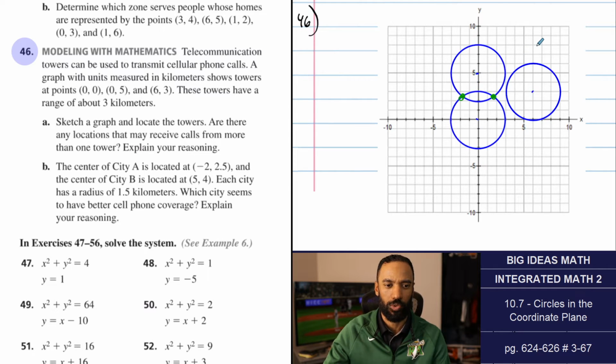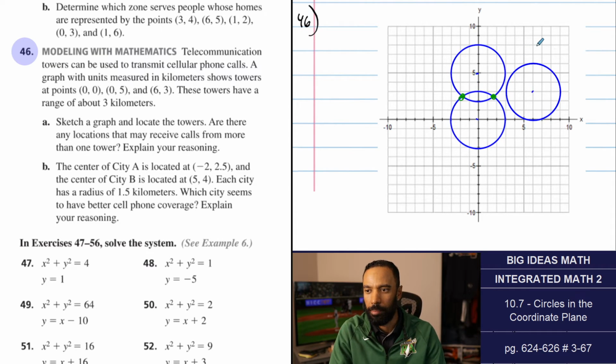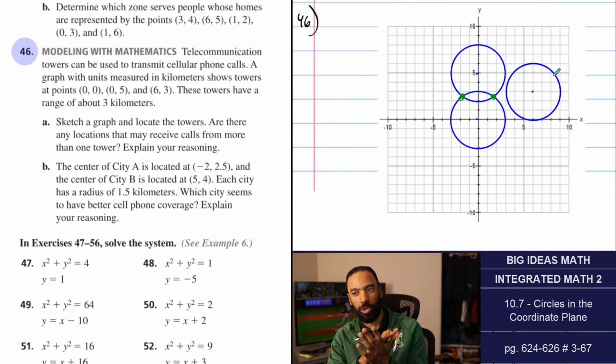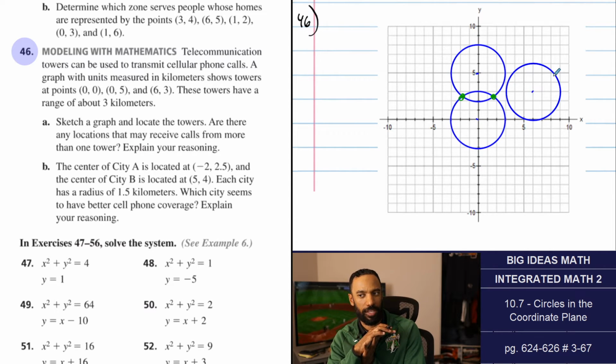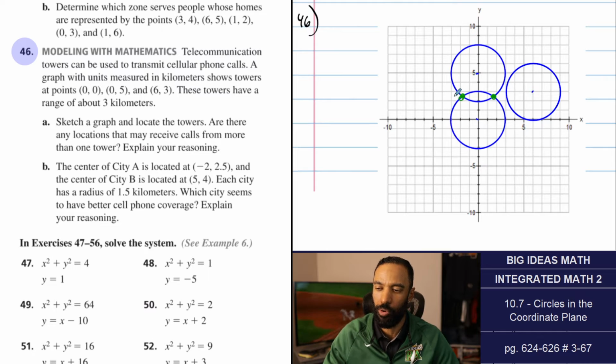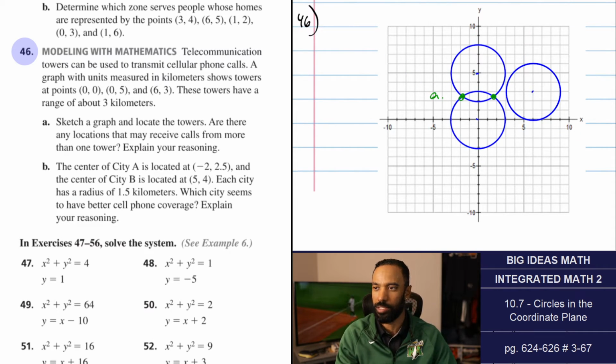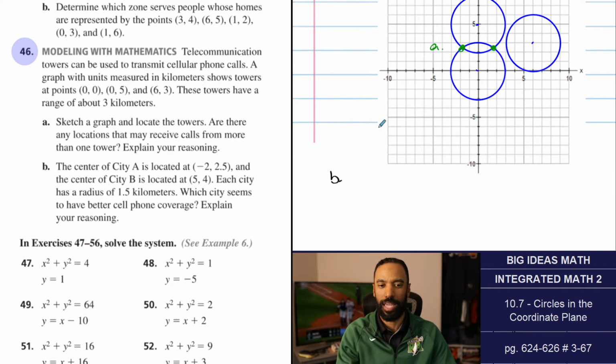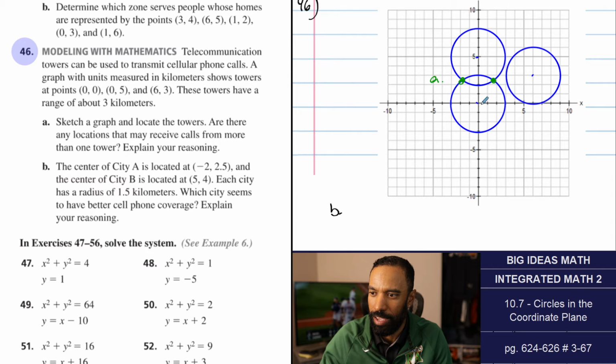Now, they didn't say what the points were. Maybe it's like 1.5 comma something, but I don't think so, right? That's where you can solve the system algebraically to figure that out. So these 2 points, I'm not going to say more than that. That's just part A. It's where they intersect. Part B, the center of city A is located at -2, 2.5.